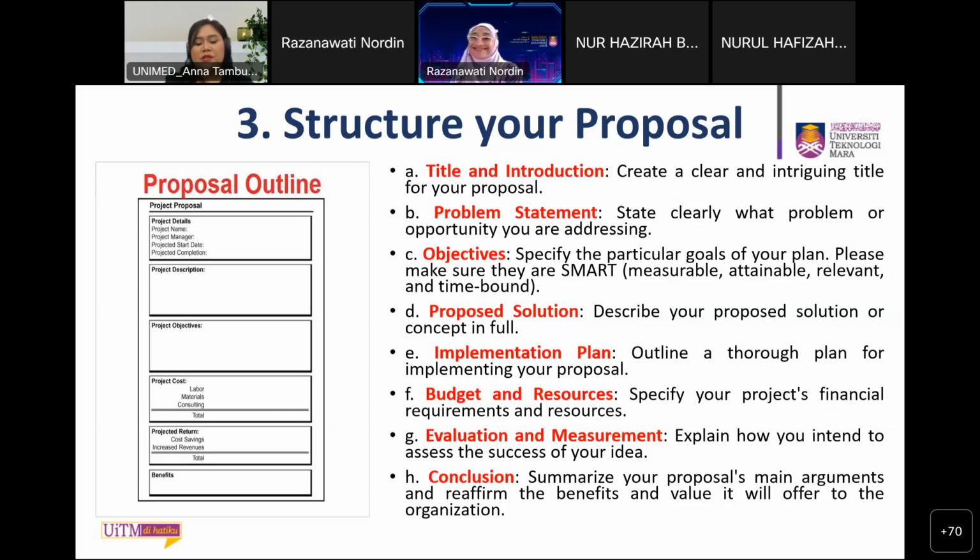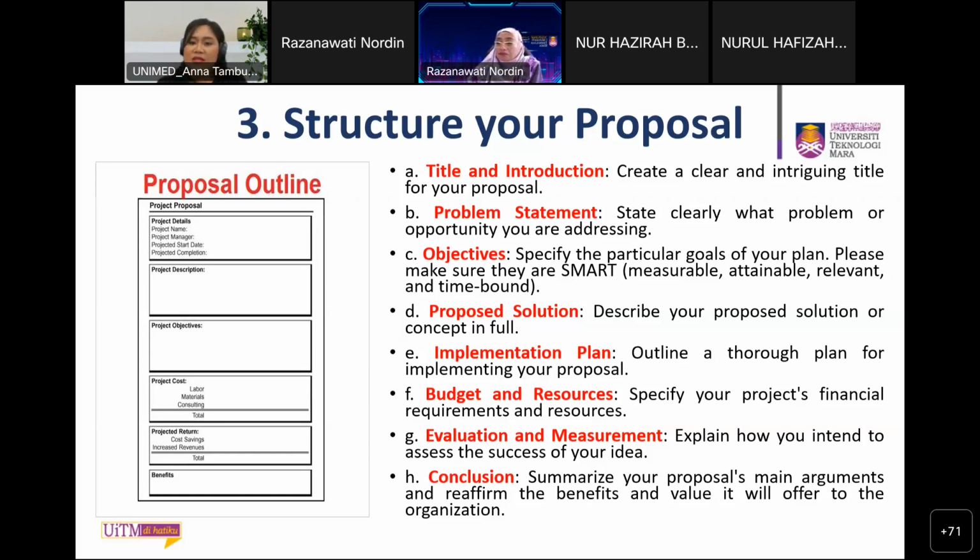Now, the first, of course, you have to identify the title and introduction. So you should create a clear and compelling title for your proposal. Of course, you should write an attractive title for your proposal. Now, in the introduction, provide an overview of the proposal and capture the reader's attention with a concise summary of the problem or opportunity you are addressing. So you state the problem, and then you offer an opportunity you are addressing.